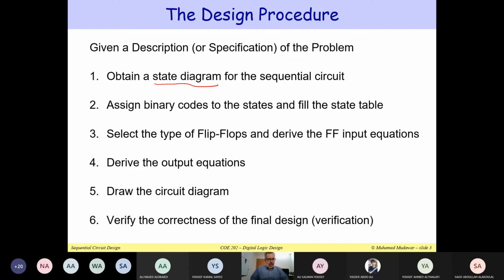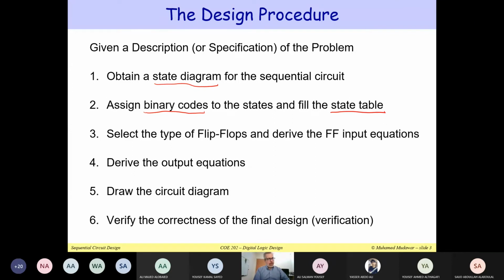So what you have to do is that you have to assign binary codes to the states. And you say this is state 0 0, this is state 0 1, and so on. So you can actually assign to them numbers in binary. You have to decide, do I need 1 bit, 2 bits, 3 bits? How many bits do I need? So this is called actually state assignment. That's step number 2. And when you do the state assignment, you can fill a state table. If you have the state diagram, you can fill the state table.